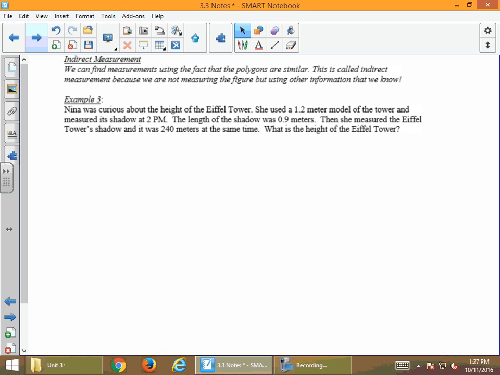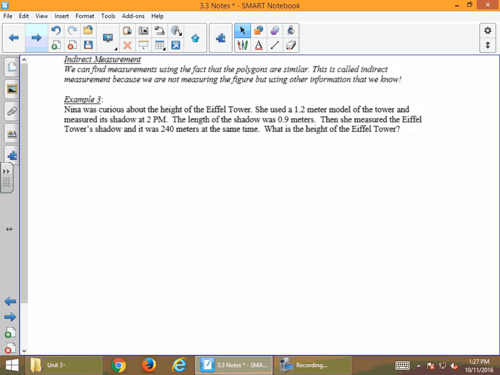So Nina was curious about the height of the Eiffel Tower, like most of you guys are. She used a 1.2 meter model of the tower and measured its shadow at 2 p.m. The length of the shadow is 0.9 meters. Then she measures the Eiffel Tower shadow, and it was 240 meters at the same time. How tall is the Eiffel Tower?